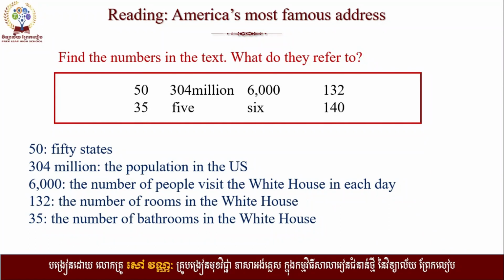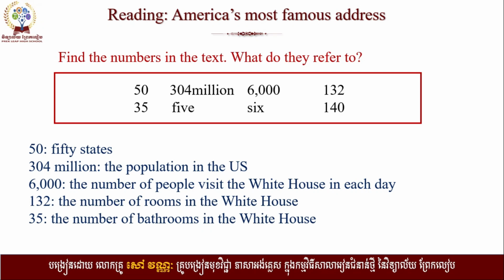50 refers to 50 states. So there are 50 states in the US. 104 million refers to the population in the US. 6,000 refers to the number of people who visit the White House each day.